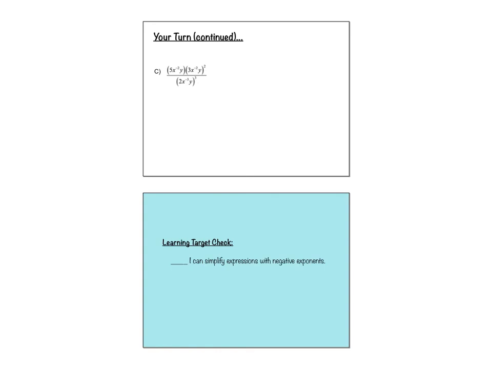So let's go through this one as well. This one has a power to a power, so let's work through that. Power to a power there, so I've got 3 to the second, which is 9. X to the negative 2 to the second there is x to the negative 4. And y to the first to the second there is y to the second.